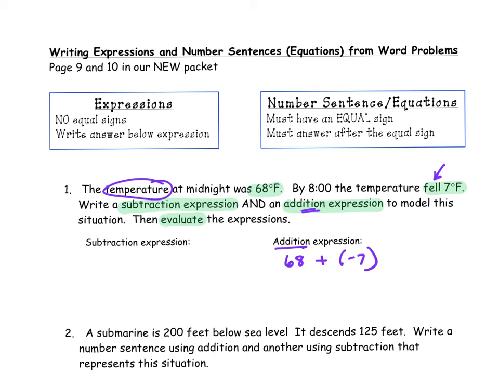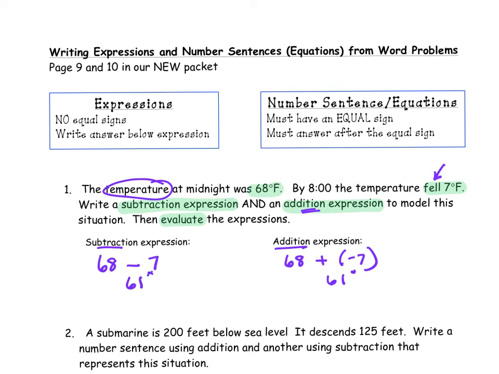For the subtraction expression, I'm going to start the same way. However, I'm required to put subtraction in. If it fell 7 degrees, that would be the same thing as taking away 7 degrees. So both of these expressions have the same meaning in math. Both would move us down the number line. Subtracting 7 and adding negative 7 would move us down the number line, and the final answer for both of them would be the same. It'd be 61 degrees.